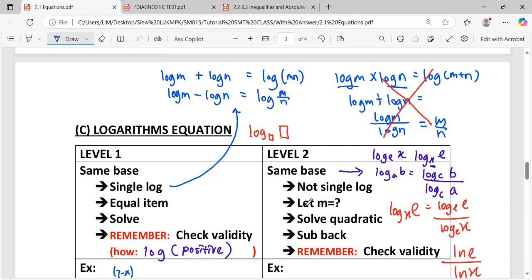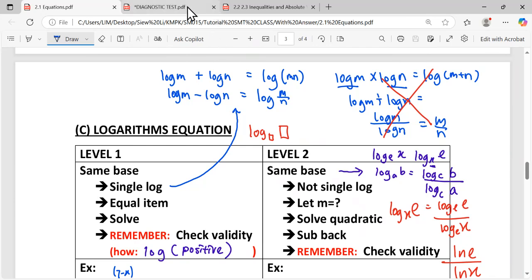Secondly, can it be single or not? So what do we see here, between log and log, what's the operation? If the operation is plus or minus, it can be single. If between log and log you see division, it means the log cannot be single, you need to let the m to be the log.